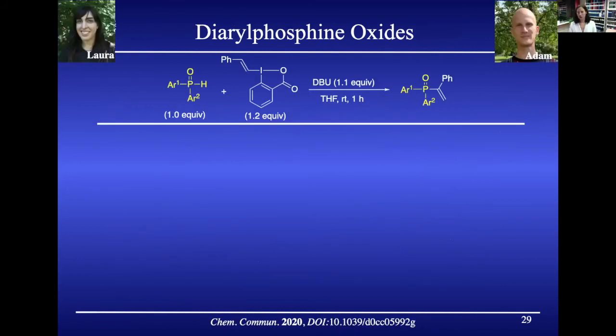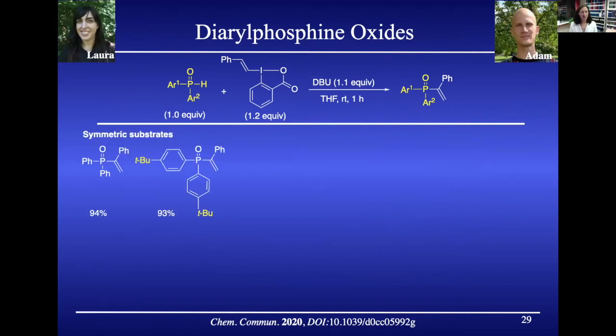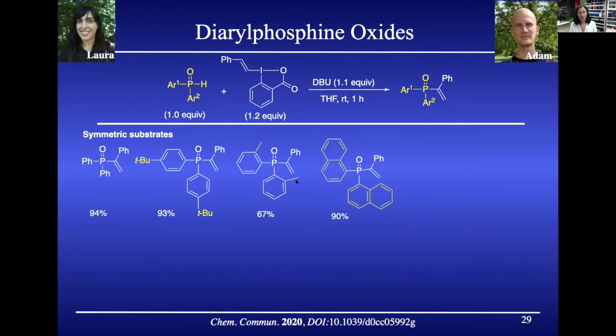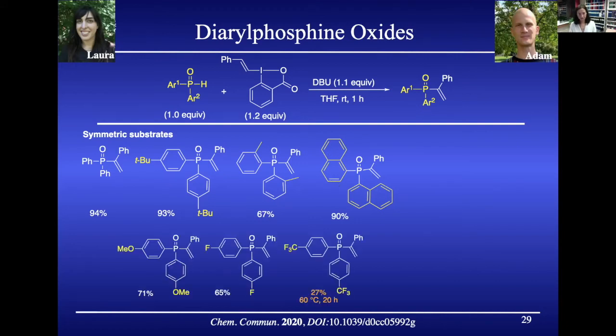So looking into the scope, this chemistry was developed by Adam and Laura. If we start by looking into symmetric diaryl phosphine oxides, they could be vinylated quite easily. You see excellent yields. We could also put on steric hindrance in the ortho position, so this dimethyl substituted substrate worked out fine, as well as this naphthyl substrate.